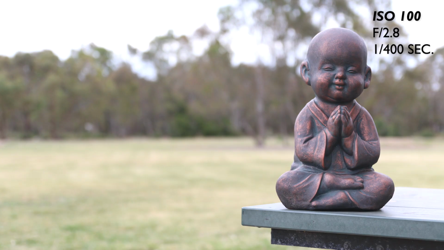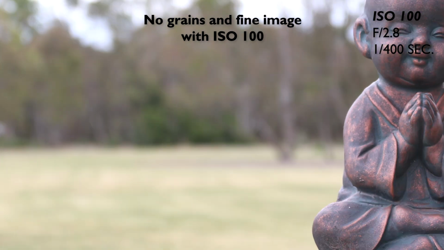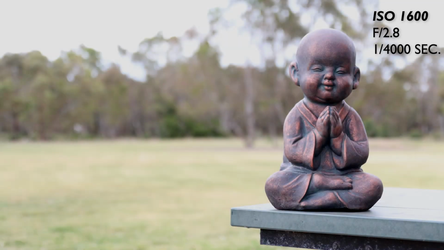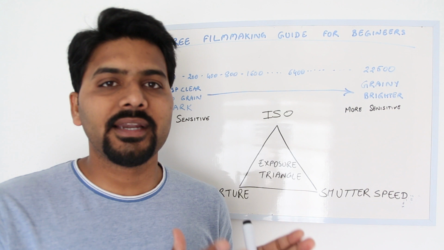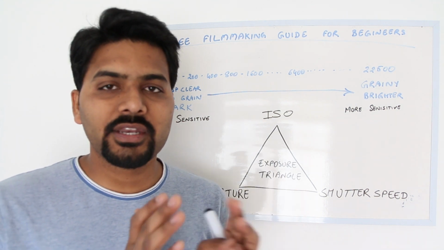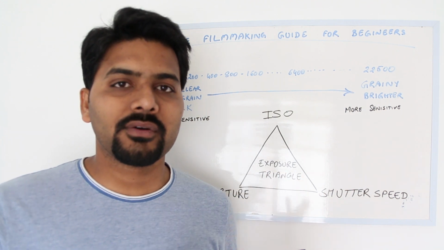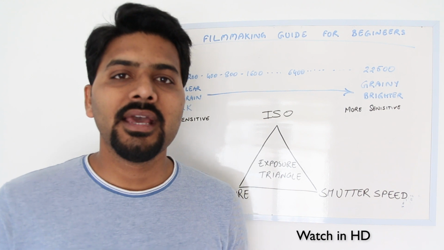Next example is ISO 100 versus ISO 1600. These are two different footages with adjusted aperture and shutter speed settings, and you will find both are properly exposed, so you can compare the quality of the footage or image. When you zoom in, you will find the corners more grainy with ISO 1600, whereas ISO 100 looks crisp and clear.